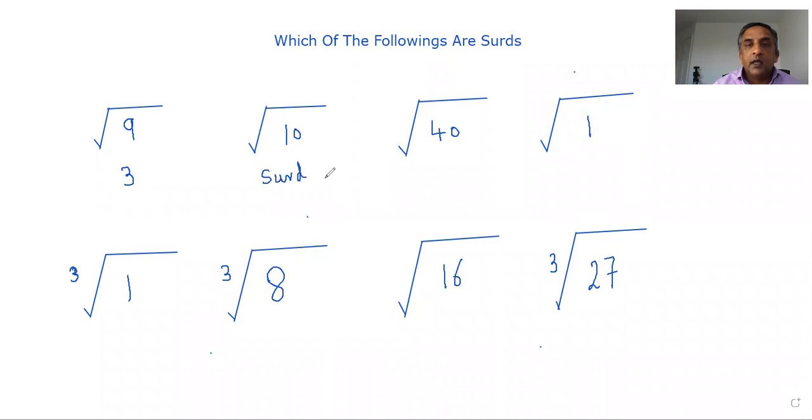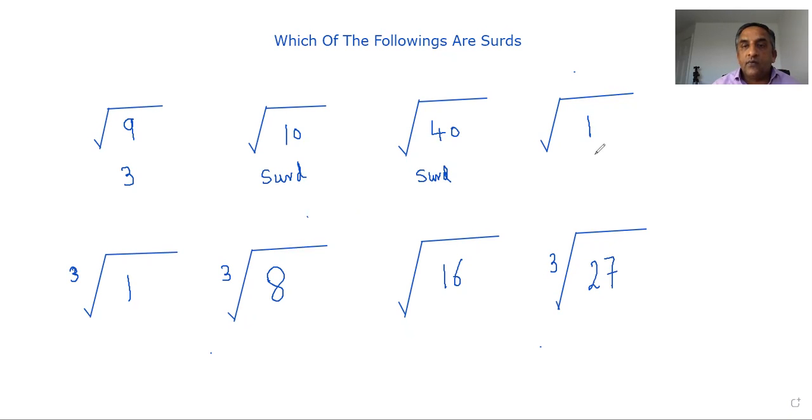The third one is square root of 40. Because we don't know what square root of 40 is, it is a surd. Why? Because we cannot work it out only within our head. We have to either use the calculator or do a very long calculation, because square root of 40 is not possible without a calculator easily. So that's why it is a surd.